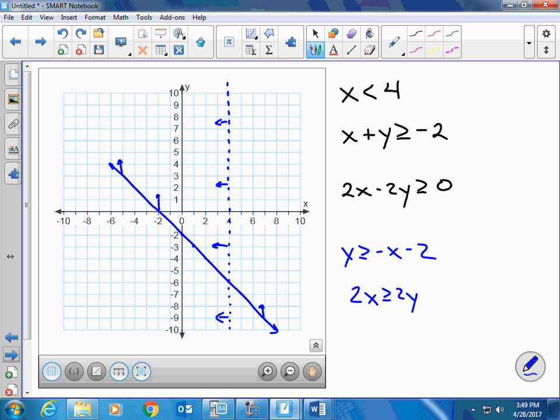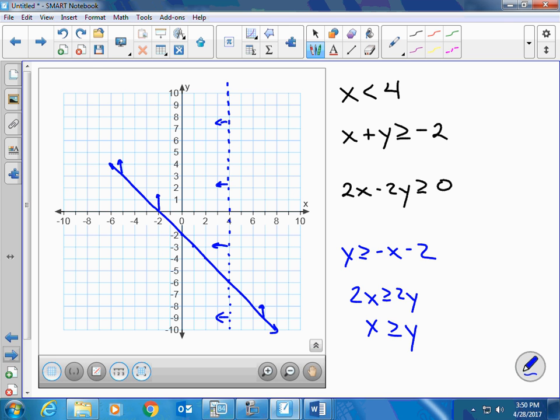My goal was to get the y to be positive. The reason is because when you divide by a negative, something else has to happen, and sometimes we forget to do that thing. So instead of having to divide by a negative and flip the inequality sign, I just thought, oh, I'll move the 2y over, and that way I don't have to worry about it. Now I divide by 2, and I don't flip the inequality sign.